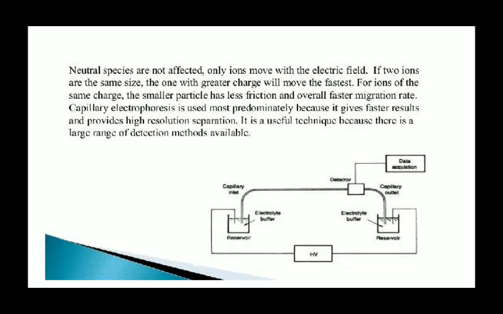If two ions are the same size and one has a greater charge, it will move the fastest, because here charge matters, right? For ions of the same charge, the smaller particles have less friction and an overall faster migration rate. This technique is used most predominantly because it gives faster results and also provides high resolution separation. That's why it is a very useful technique, because a large range of detection methods are available. That's why I told you this technique is very versatile, right?